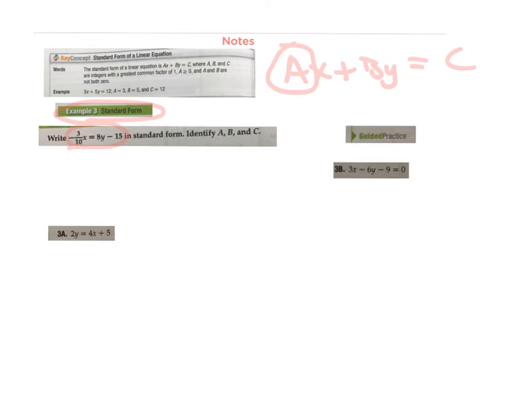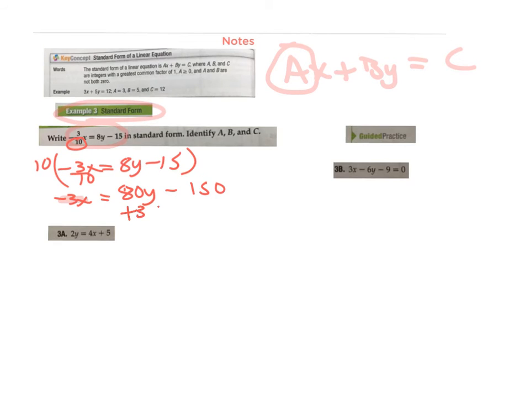The very first thing we want to do with standard form is get rid of fractions. To get rid of fractions, I'm going to multiply everything by this denominator right here. So let's rewrite the problem. And I'm going to multiply everything by that denominator. Doing that on the first part, we get rid of the denominator. And then I get 80y, and then I get 150. Now, we always want the x to be positive. It's negative now, so I just want to highlight that. This is negative. I'm going to move it over to the other side. So I'm going to add the 3x to this side.